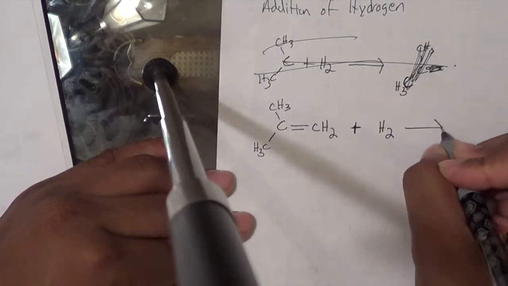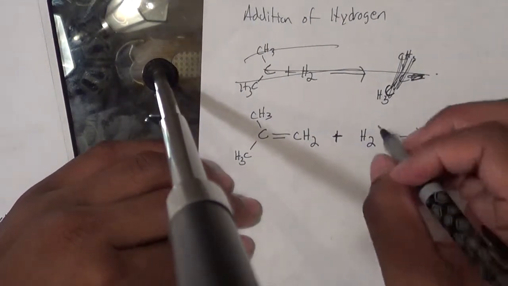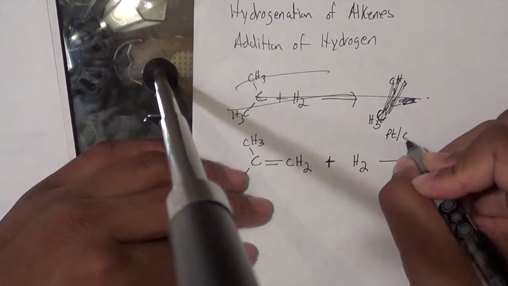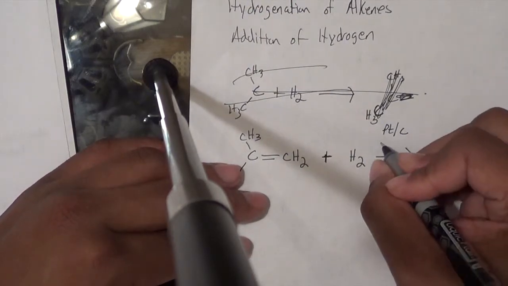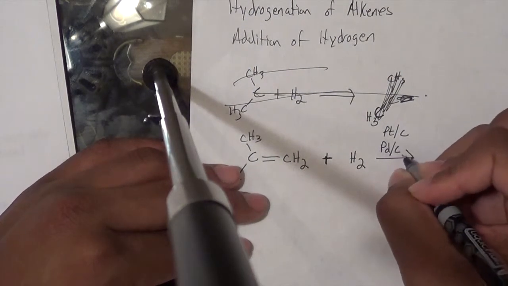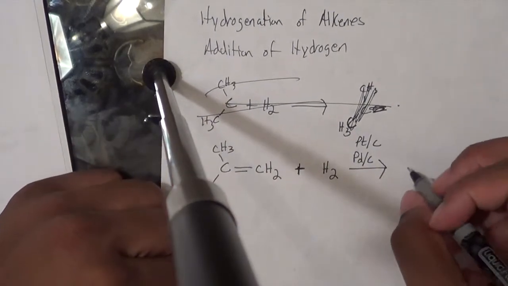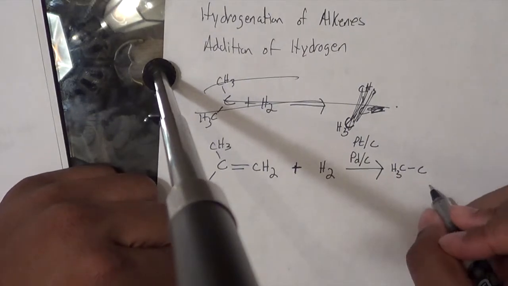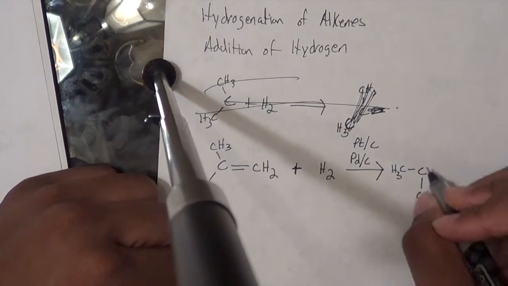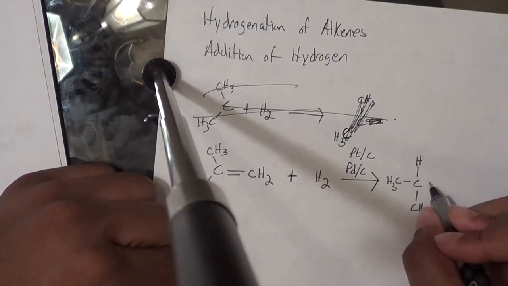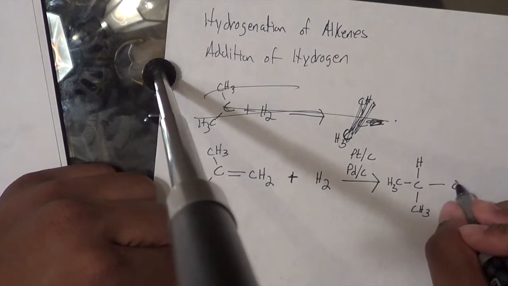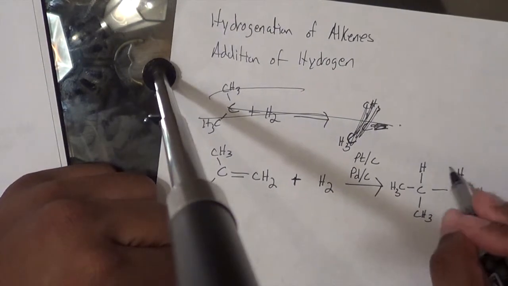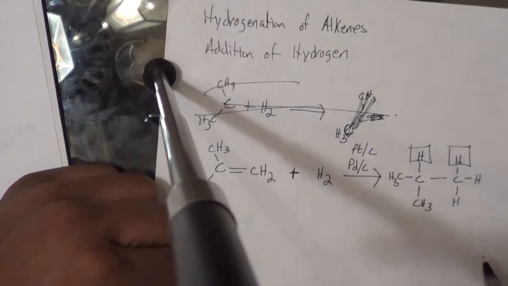H2 yields. Now this reaction can only occur with the use of a catalyst. You have a platinum on carbon catalyst, and you can also have a palladium on carbon catalyst. Okay, what that does is allows the reaction to occur where you have this addition of hydrogen across the double bond.